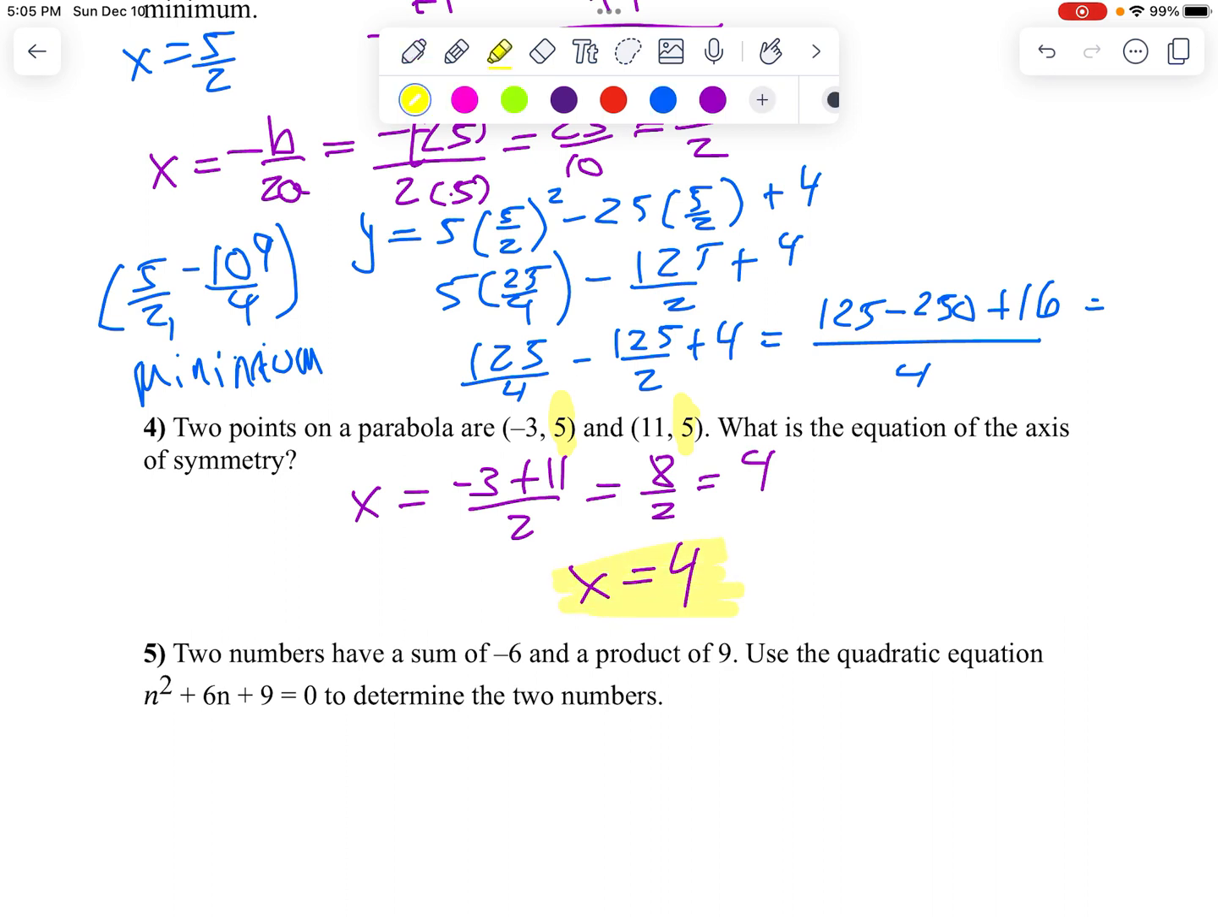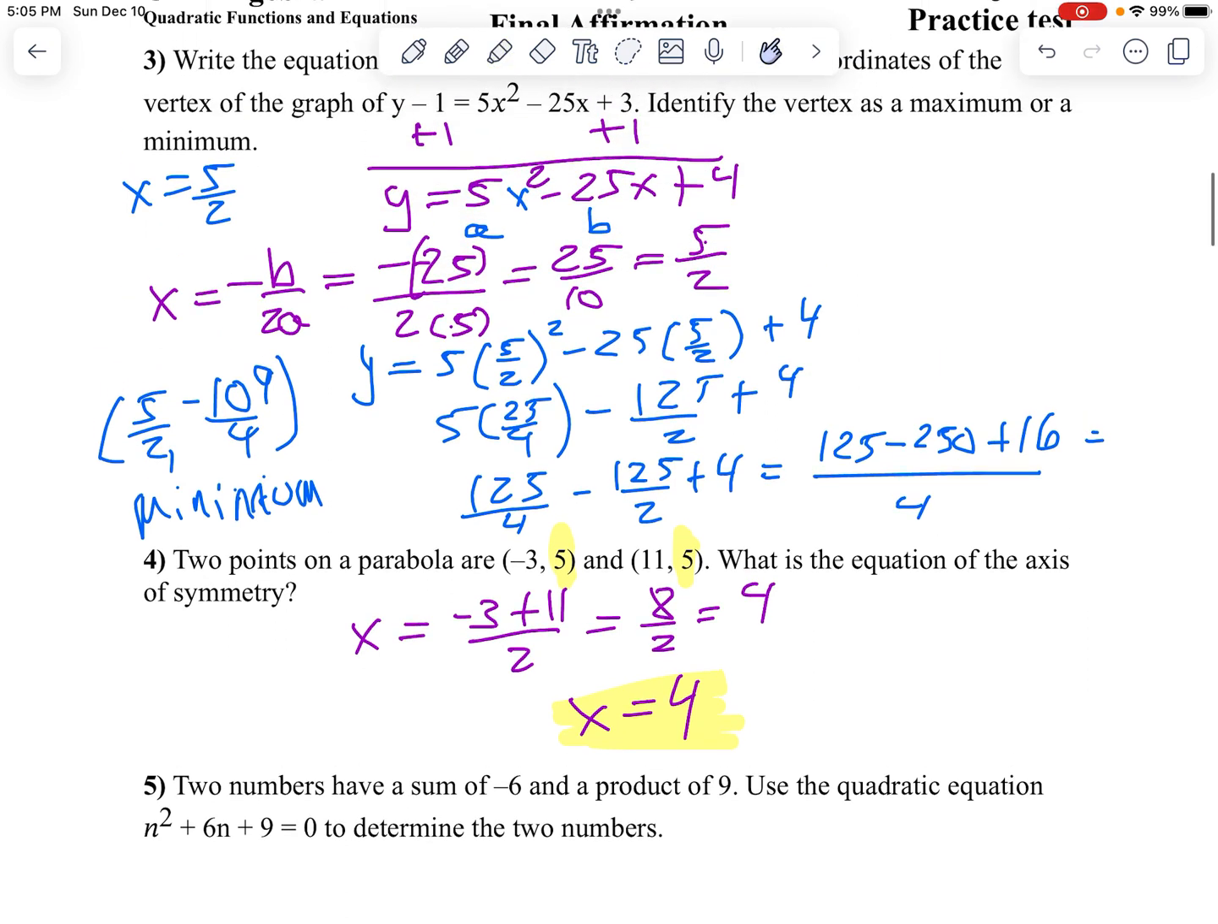Now, if they wouldn't have given us those points, and they wouldn't have been the same, then we'd have had to do it like we did the other points.